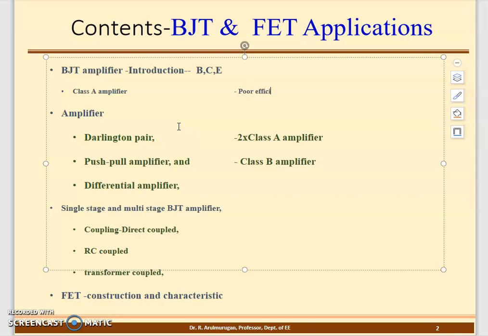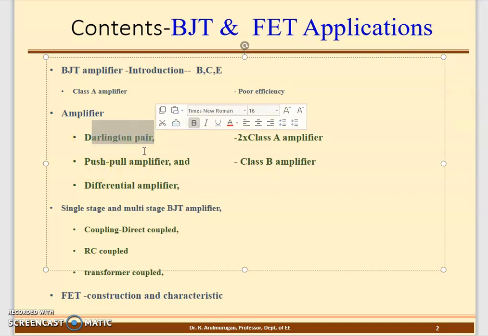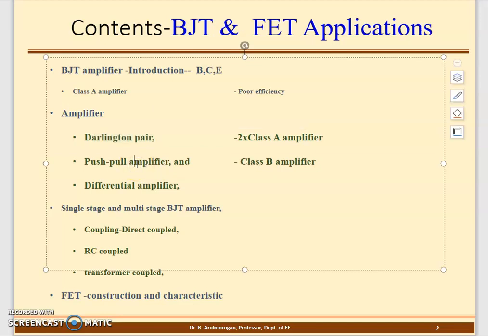Poor efficiency. So that's why you are going to use the Darlington pair. So Darlington pair means, what does darling mean? Casually, you call husband and wife a darling. So darling means they are a couple. Okay, it is easy to remember: darling means couples.